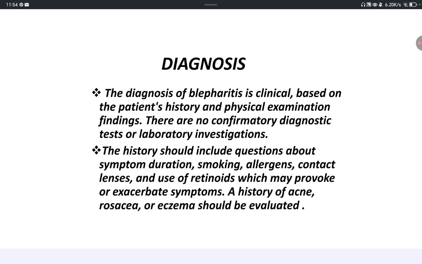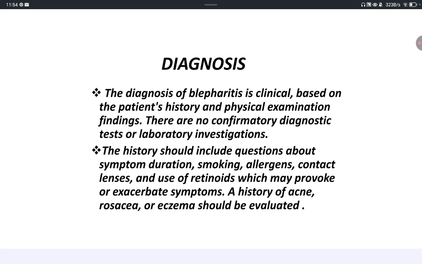Next, the diagnosis. The diagnosis of blepharitis is clinical, based on patient history and physical examination findings. There is no confirmatory diagnostic test or laboratory investigation.